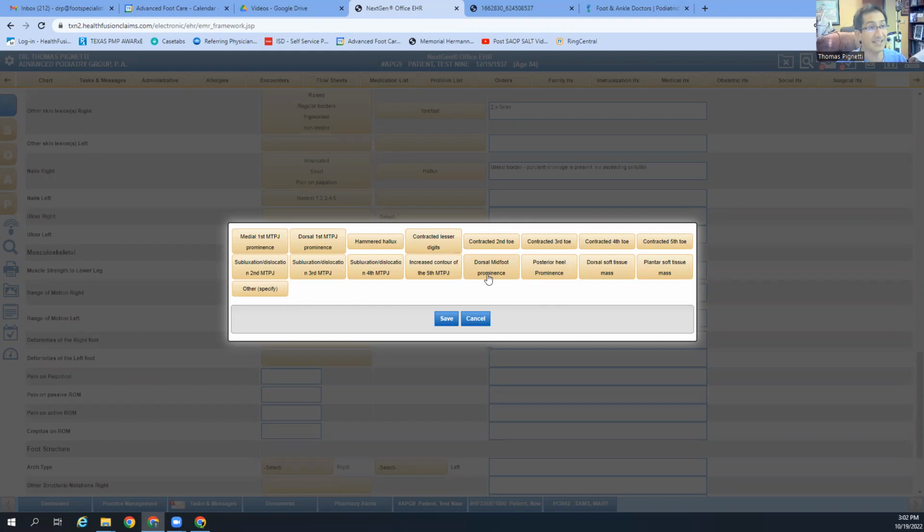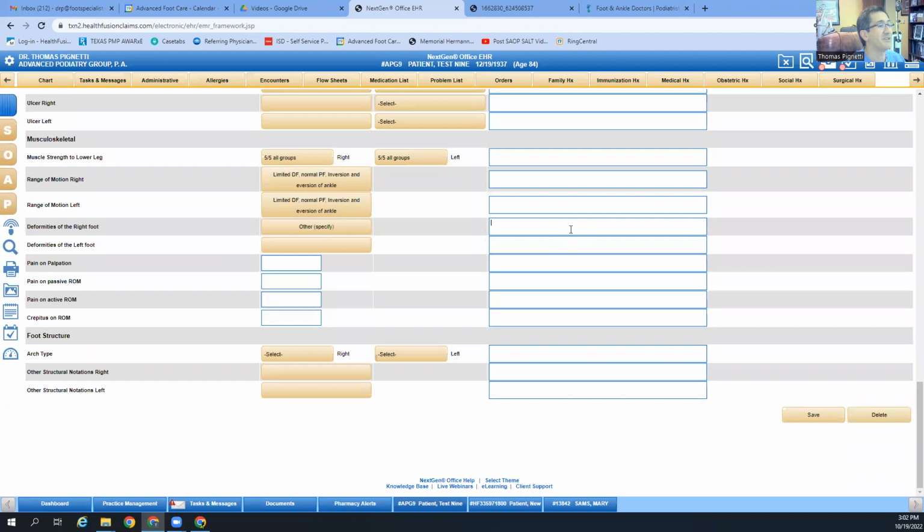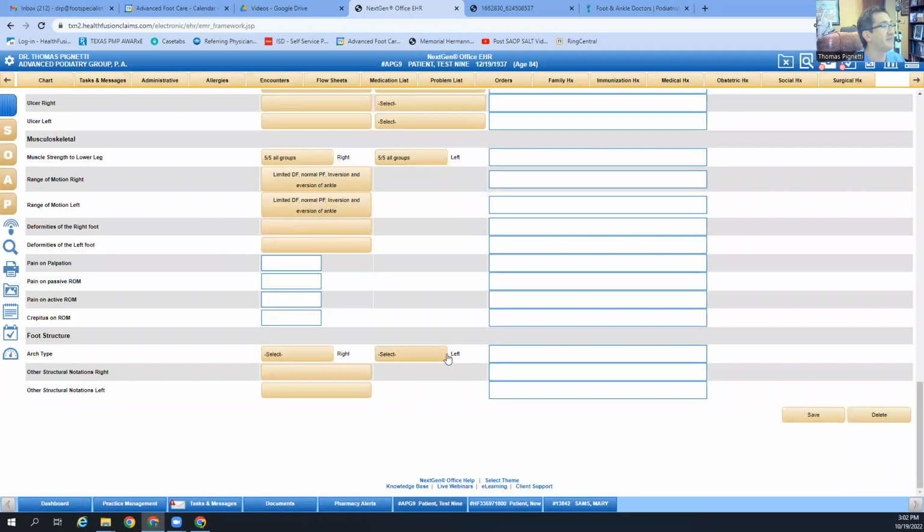Soft tissue masses might be like ganglion cysts. They'll be in different locations. Plantar soft tissue mass typically is a plantar fibroma. It looks like a little knot over here. And then anything else, you just say other, and you would just say whatever the problem is over here. Take that off and save it.